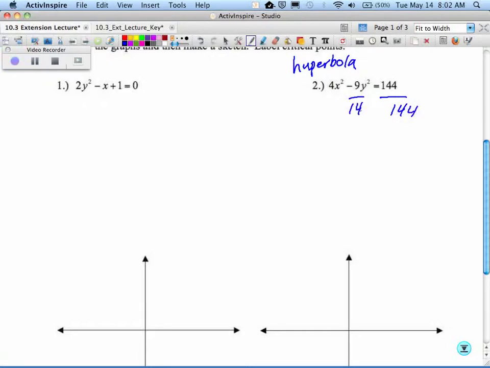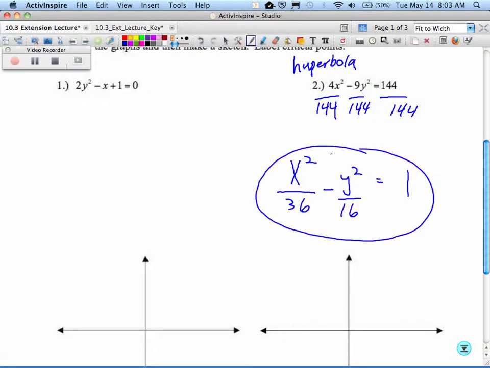It's x squared over 36. So the key is to get it equal to 1. How many times does 4 go into 36? 9. How many times does 9 go into 144? 16. Very good.